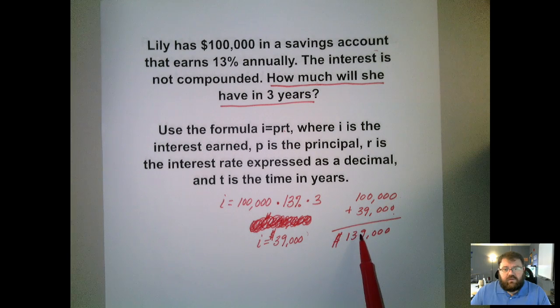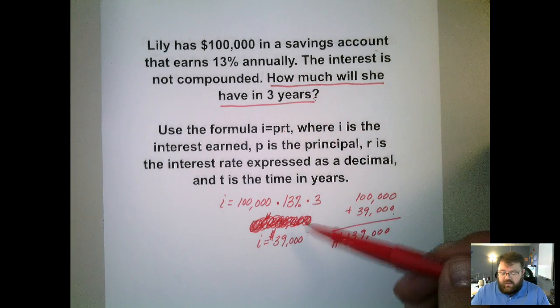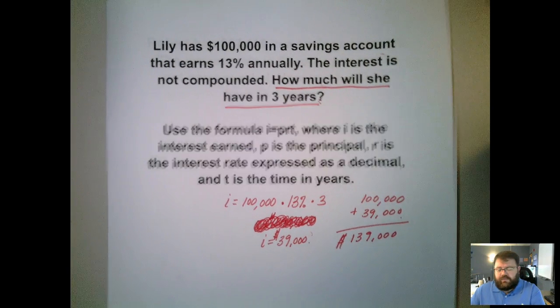So for this particular question, our answer is $139,000 is how much she would have at the end of 3 years. The interest is $39,000.